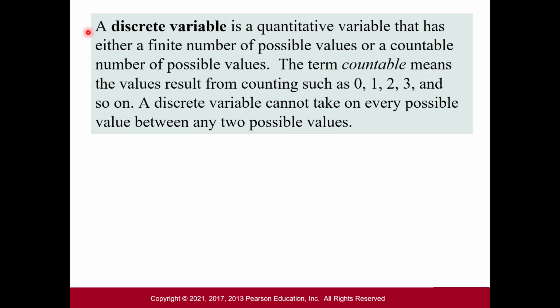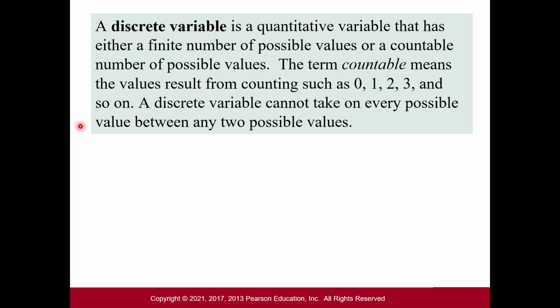Now, a discrete variable, and we're going to compare this to a continuous variable, is a quantitative variable that has either a finite number of possible values or a countable number of possible values. So the term countable basically means you can start counting it 0, 1, 2, 3, and so on. And a discrete variable cannot take on every possible value between any two possible values of that variable.